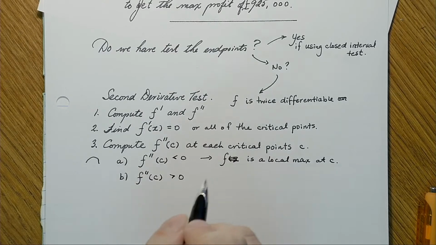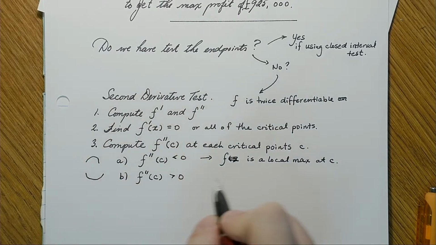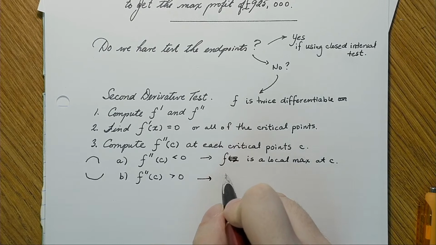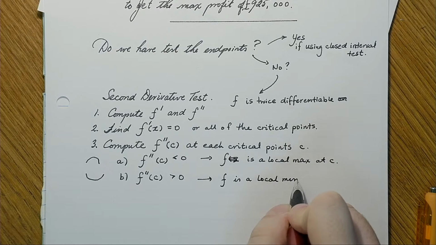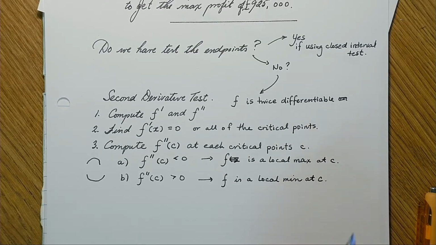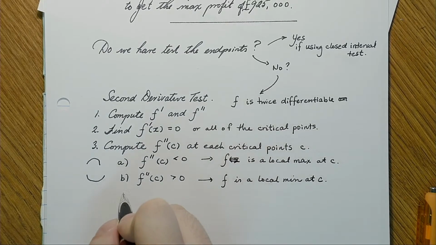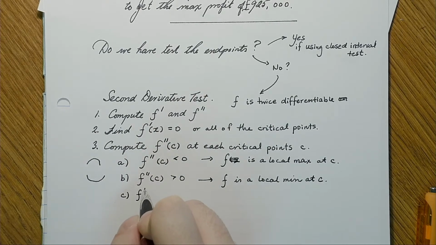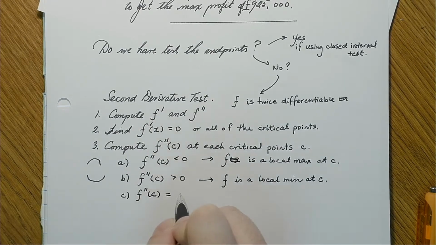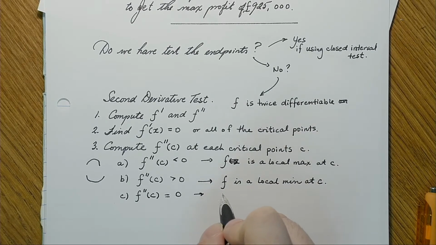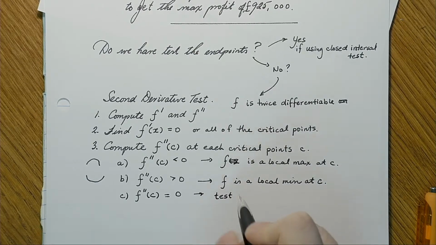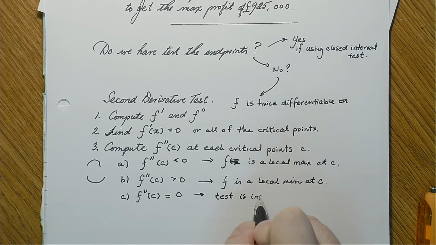Now if it's positive, it's got a happy face, then f is a local minimum at C, and if it's equal to 0, then the test is inconclusive.